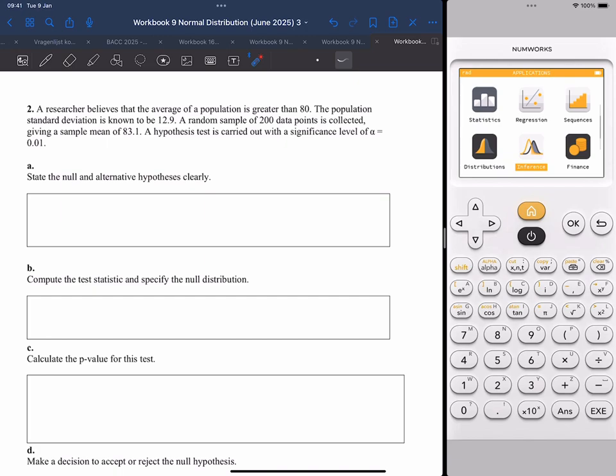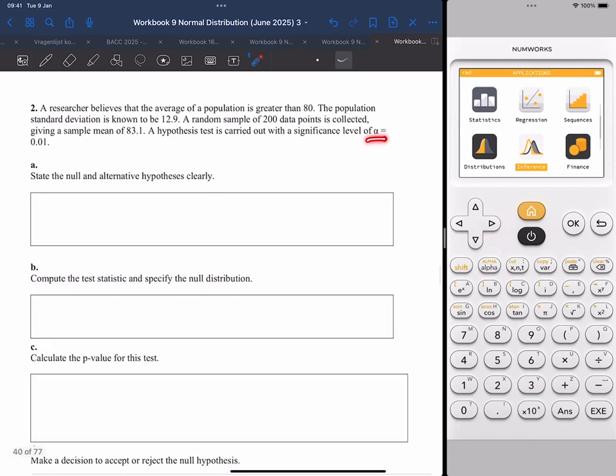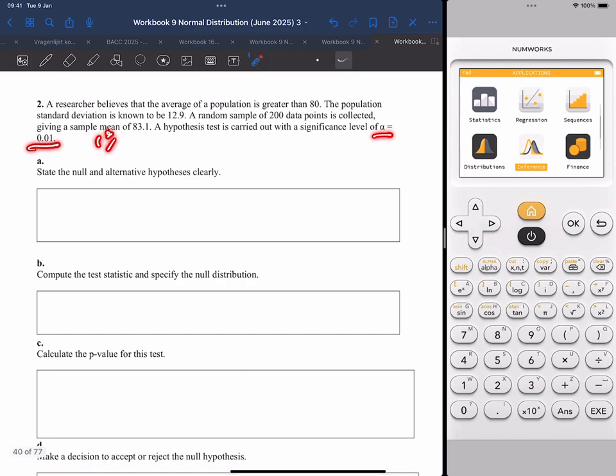The hypothesis test is carried out with a significance level of alpha equals 0.01. That's 1%. That's the 1% level. So the first thing is, I've got to write down the null and alternative hypothesis clearly. The researcher believes that the mean is greater than 80. So my null hypothesis, my H0, is going to be where the mean equals 80.